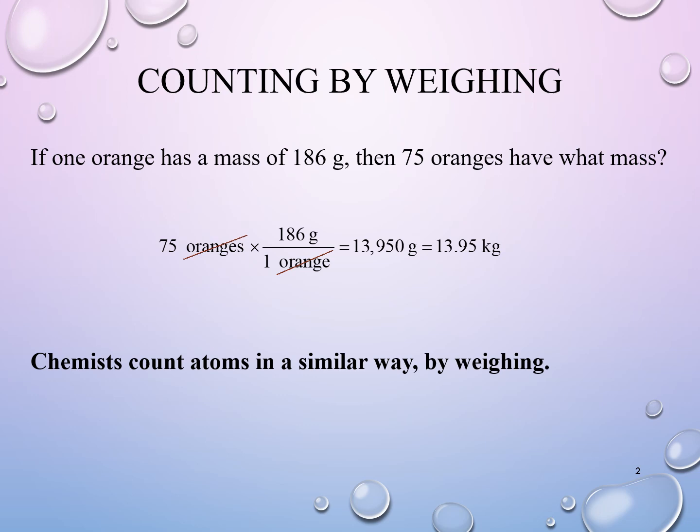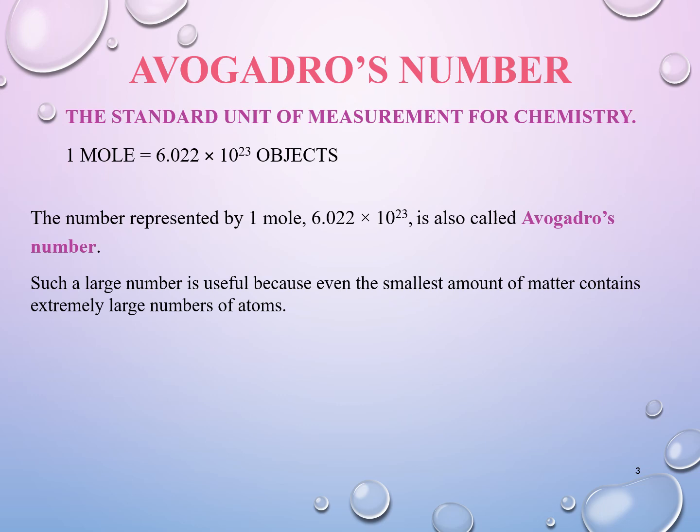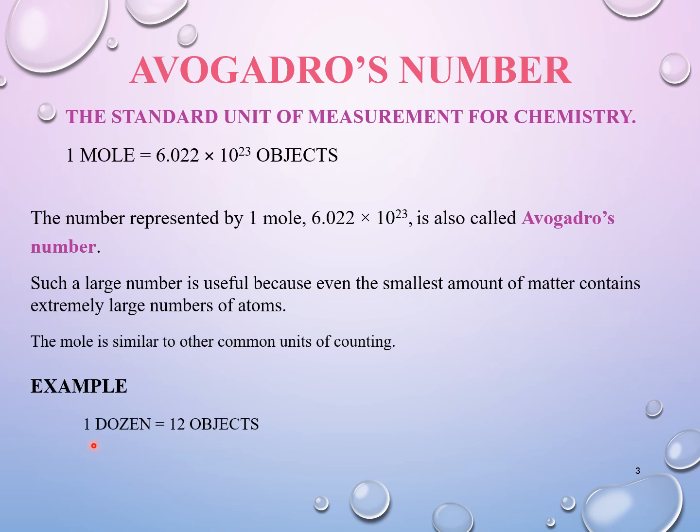Chemists will count atoms in a very similar way. We weigh our stuff. Because one atom weighs so little, we start using a bigger number called Avogadro's number. Avogadro's number is represented by 1 mole, which is 6.022 times 10 to the power 23. So every time I say there's 1 mole of something, I mean there's 6.022 times 10 to the power 23 things. We can use it for anything, like apples, eggs, anything.